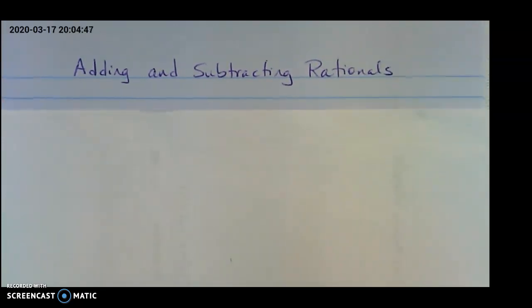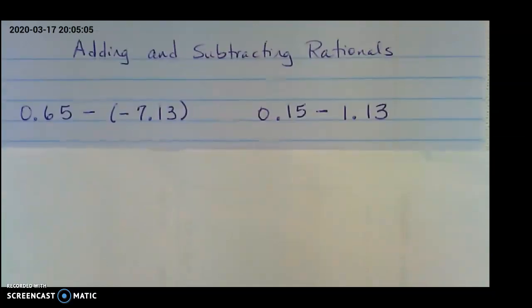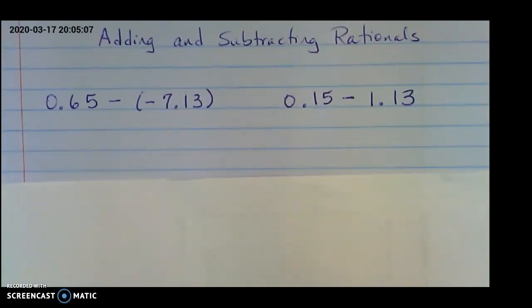Anyway, this is adding and subtracting rationals, which are the same rules that you used for adding and subtracting any other numbers. It's just that now you have to combine all the things you know about decimals and fractions with your rules about positive and negative numbers. So let's just look at two decimal problems first.